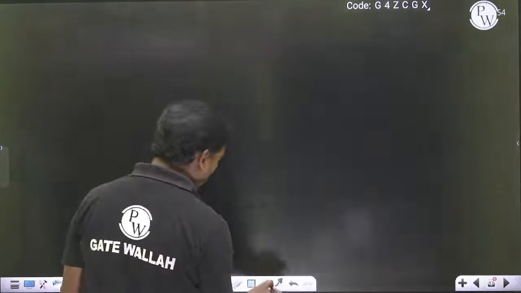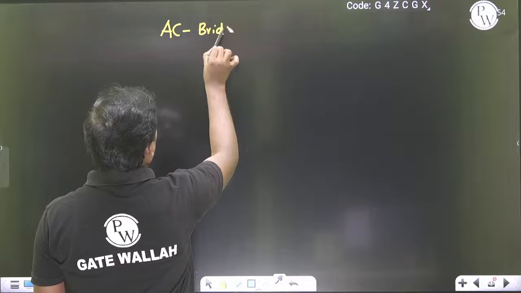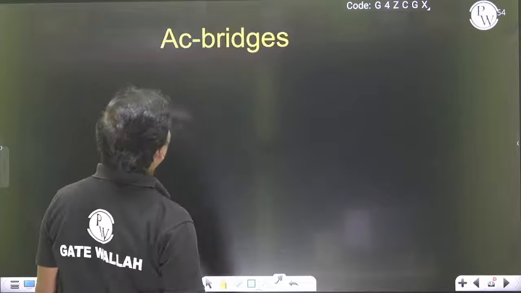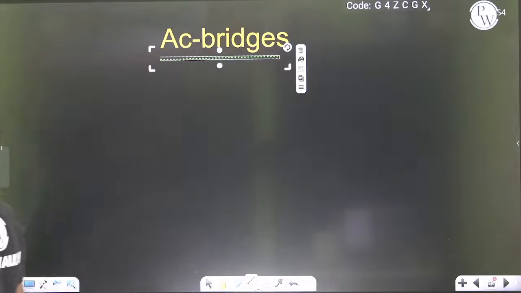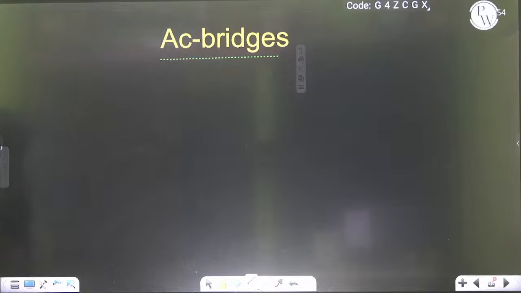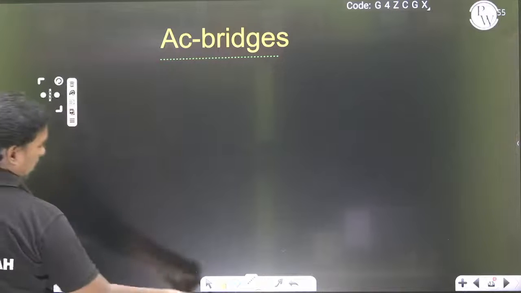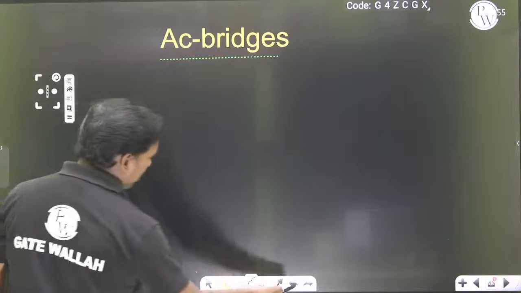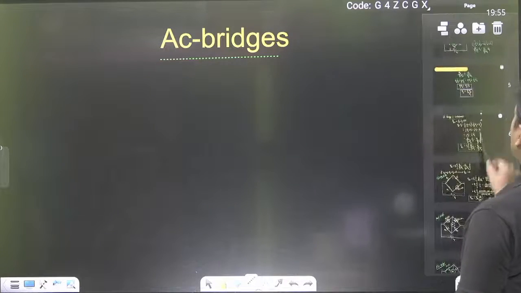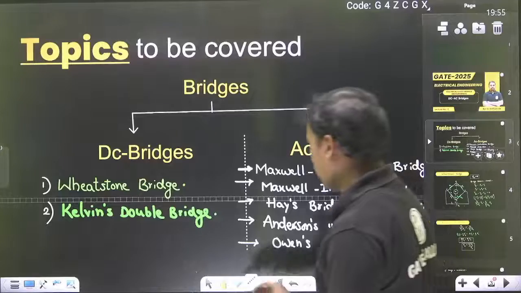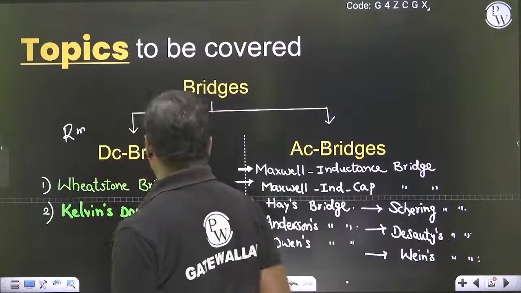If you see the AC bridges, in AC bridges I will tell you the trick. I am not writing the bridge names here, but I will tell you how to remember the tricks of the AC bridges. First, in a Wheatstone bridge, the basic purpose is to measure only resistance, majorly resistance.